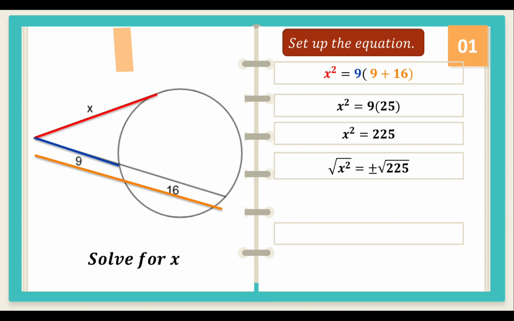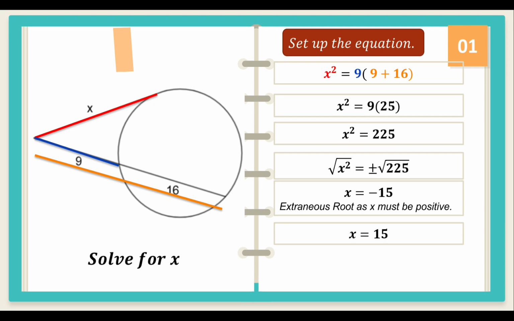One, we get x is equal to the negative square root of 225, being negative 15. But remember that we are talking about measures. Thus, this is an extraneous solution as x must be positive. The other value, x is equal to 15, which is the actual value for x, inasmuch as it is the value that is positive. That is our example number 1.